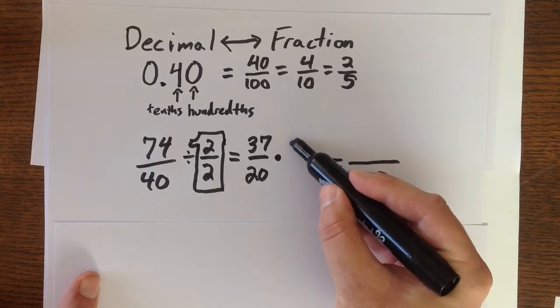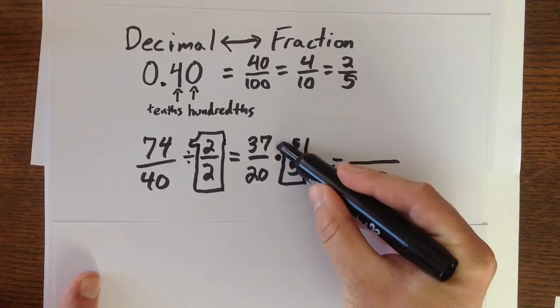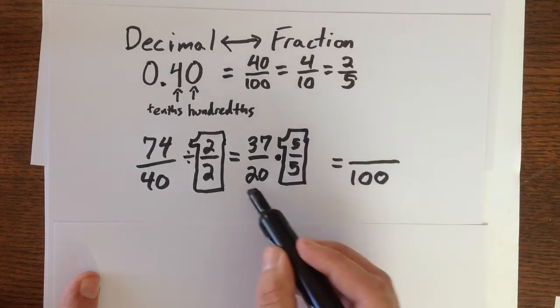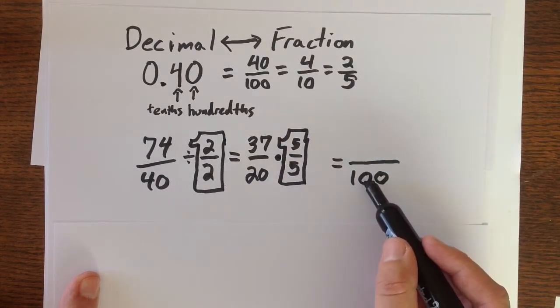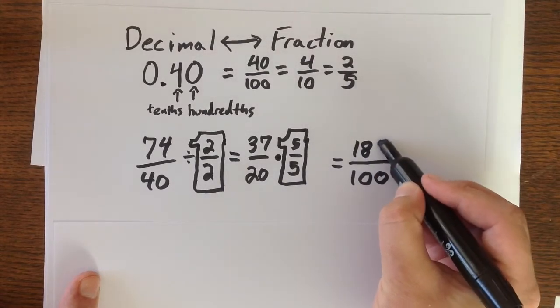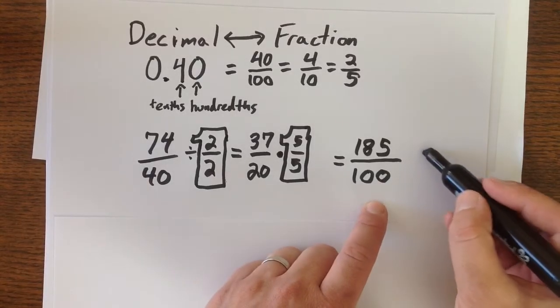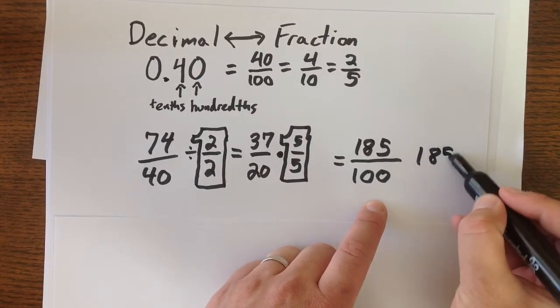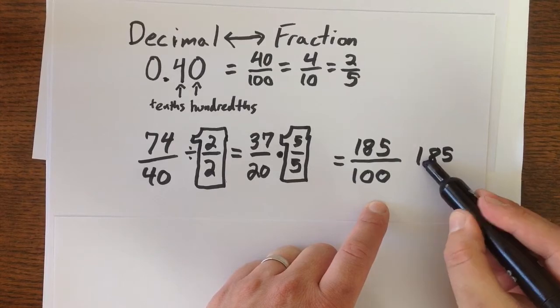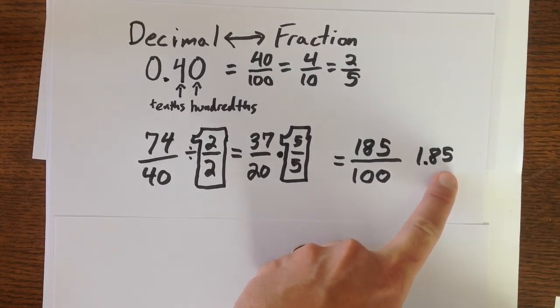Now, if I multiply by a giant 1 of 5 over 5, 20 times 5 gives me 100. So 37 times 5 gives me 185. Because this is out of 100, I'm going to write 185 and end it at the hundredths place. So I need to put my decimal here, 1.85 hundredths.